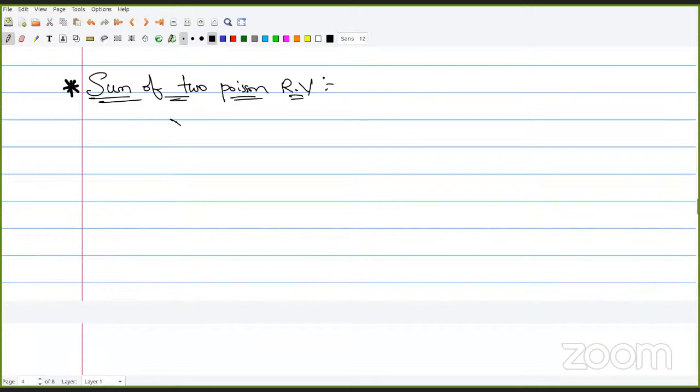So we have two random variables. One is X, which follows Poisson lambda 1, and Y follows Poisson lambda 2. So what is the distribution of X plus Y? Poisson of lambda 1 plus lambda 2.